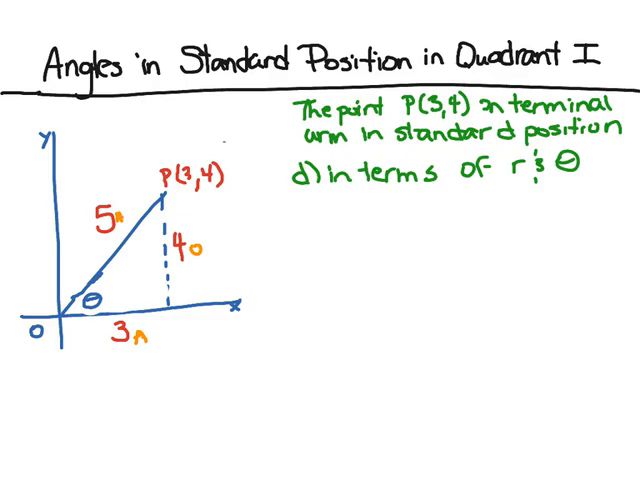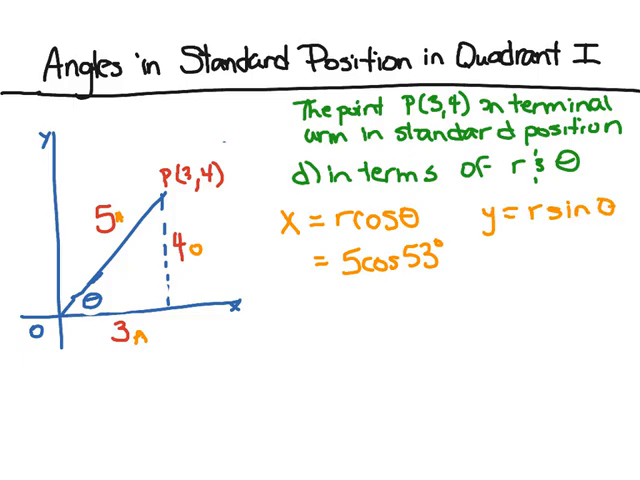If we want to write our x and our y in terms of r and theta to find our different point, we go x equals r cos theta, which equals 5 cos 53 degrees. If we want our y, it's r sin theta, which equals 5 sin 53 degrees.